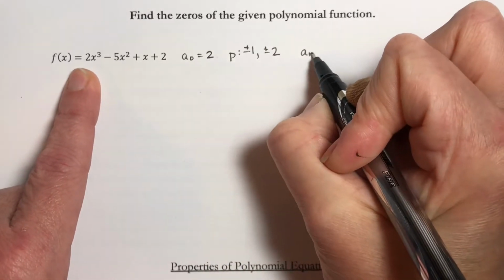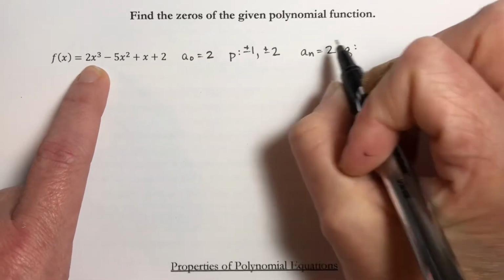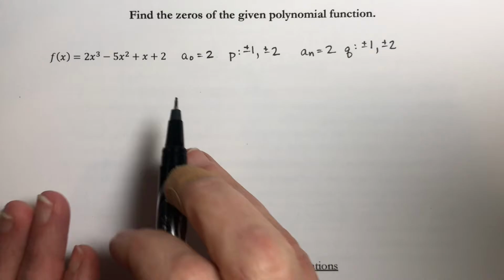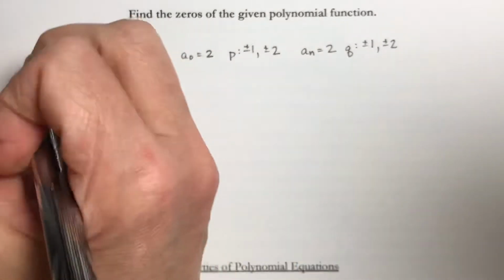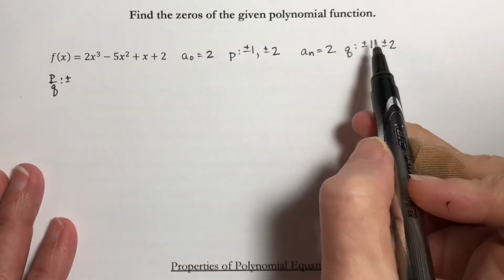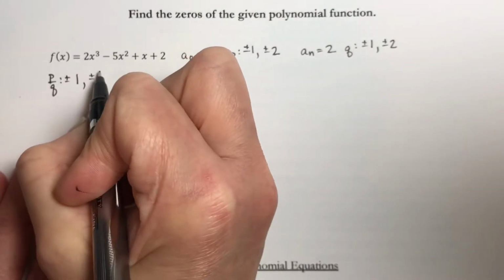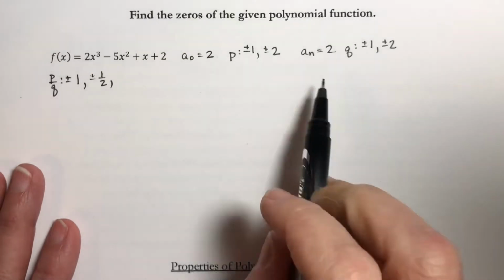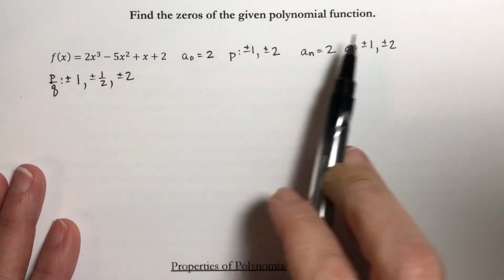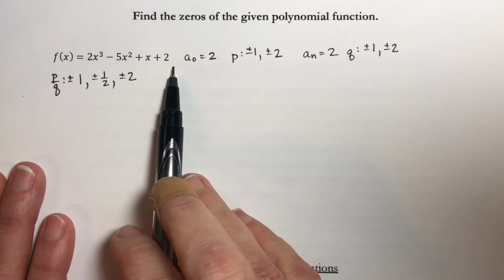My a sub n, or my leading coefficient, is a 2 as well. So my q possibilities are also plus and minus 1 and plus and minus 2. For my list of potential zeros, I create every p over q combination I can. I get 1 over 1, and then 1 over 2, and then 2 over 1, which is 2, and then 2 over 2, which is also 1. So I've gone from a potentially infinite number of solutions down to just 6.